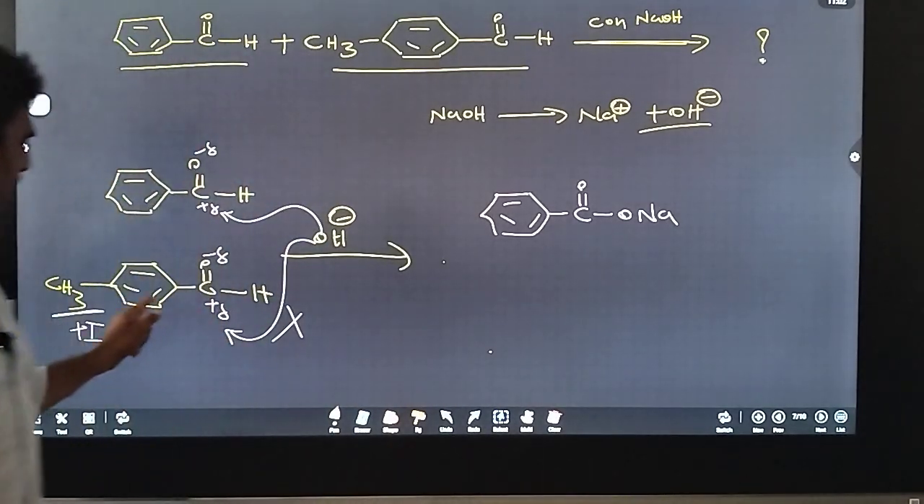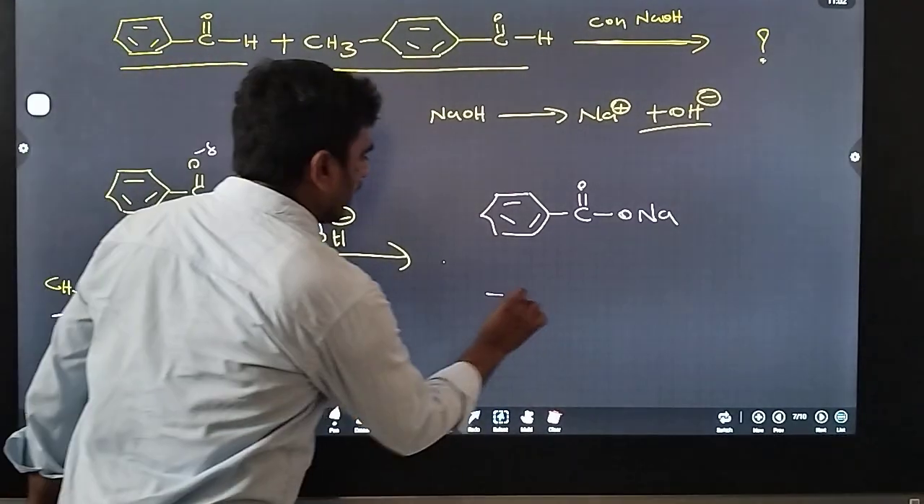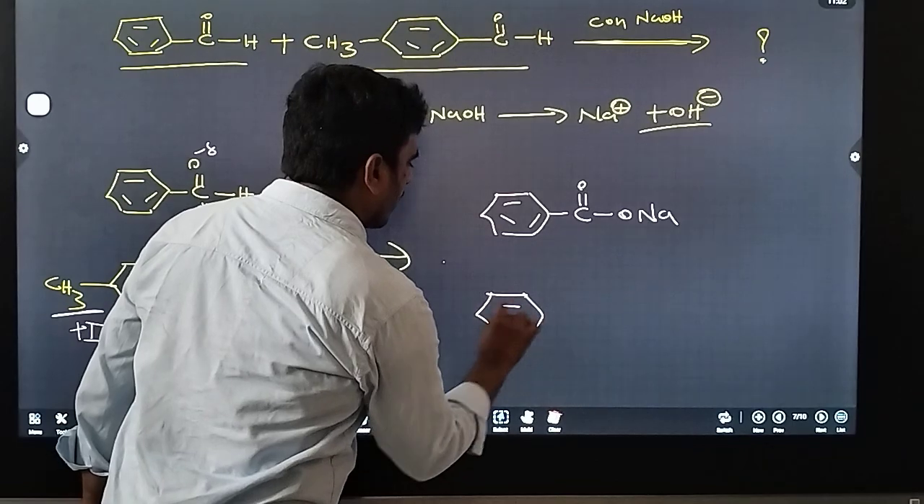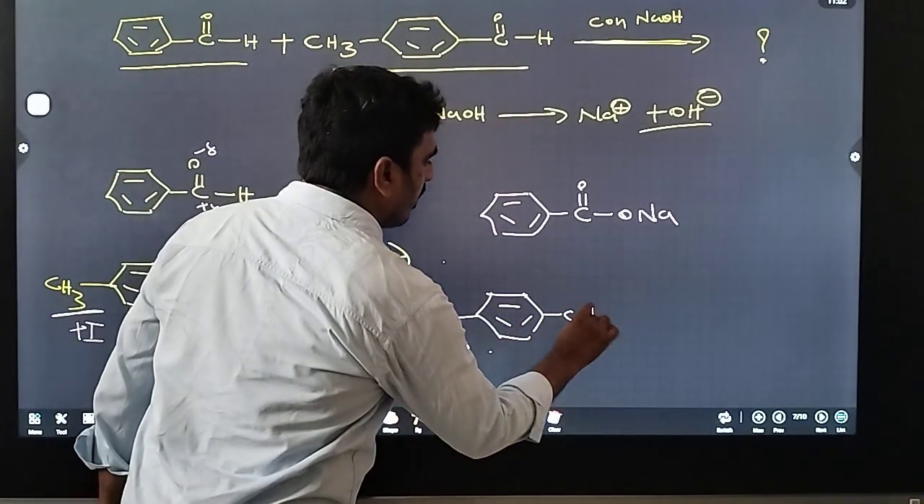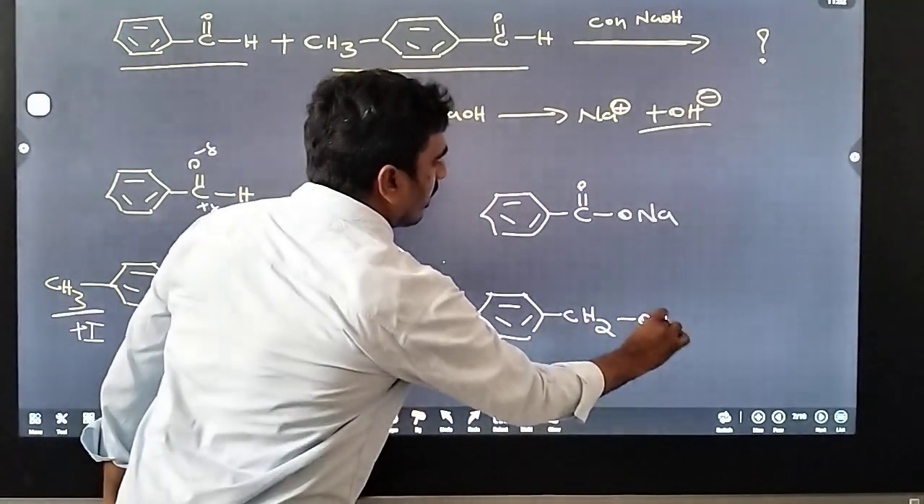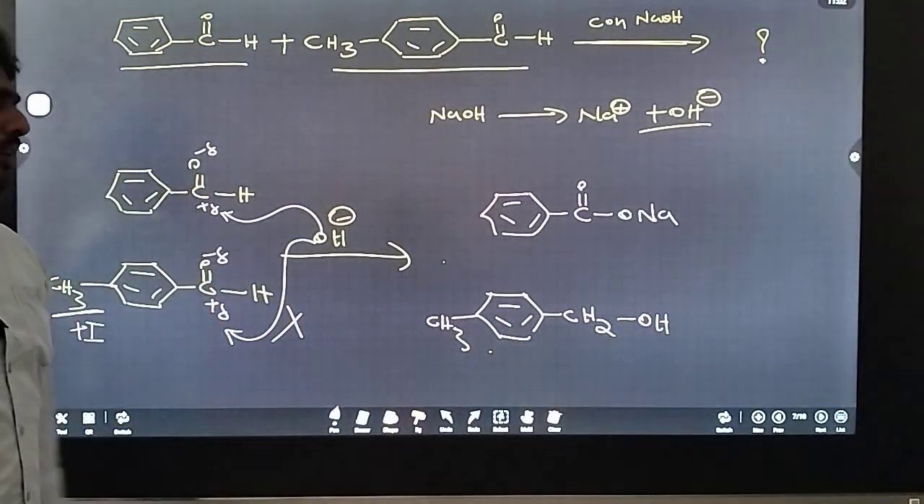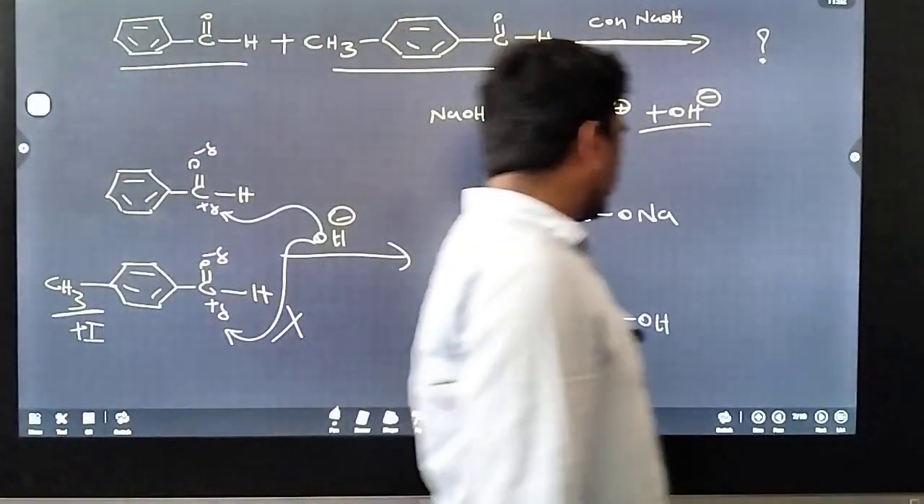Next, the second one, the reduced product. The reduced product is an alcohol. So this is the reduced product. Let me take one more example.